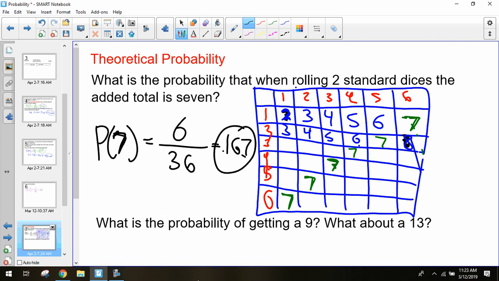So once again, we didn't roll dice. We didn't take two dice and roll them a bunch of times and see how many 7s we got out of all the times we rolled. We just based it off of our knowledge of what's happening. So we just used theory for this.